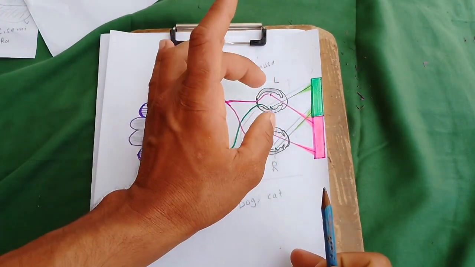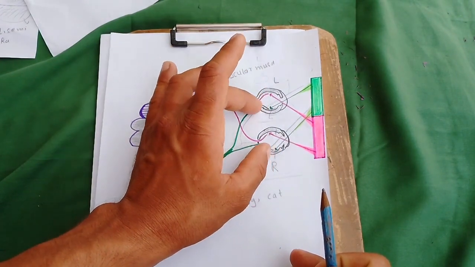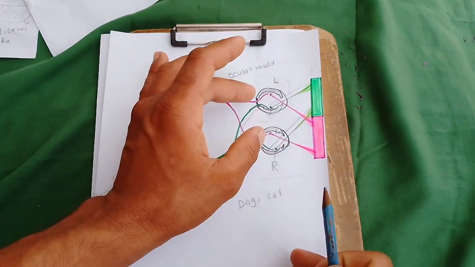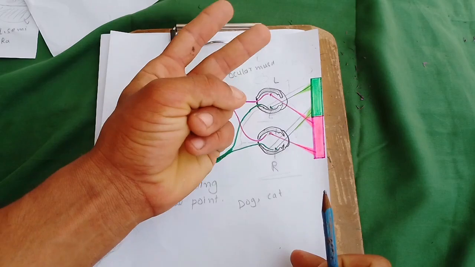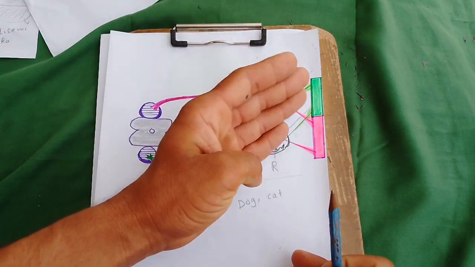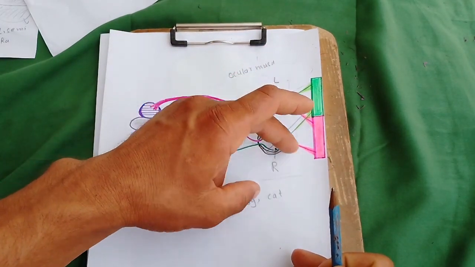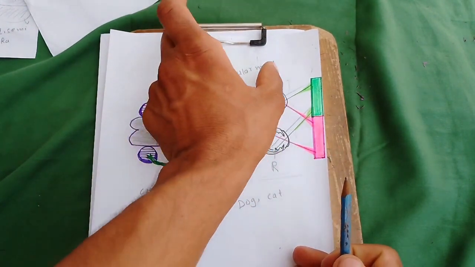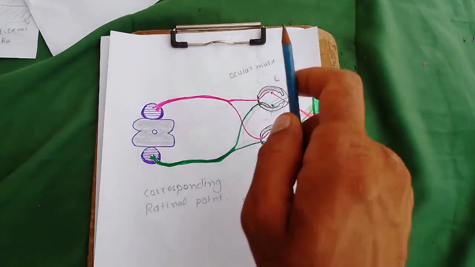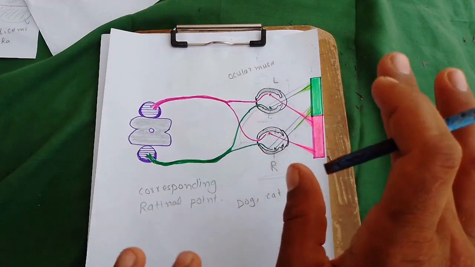This is only for humans. For the dog, cat and bird, binocular vision is different, because one eye sees a separate world and the other eye sees a separate world. This is for human beings only.